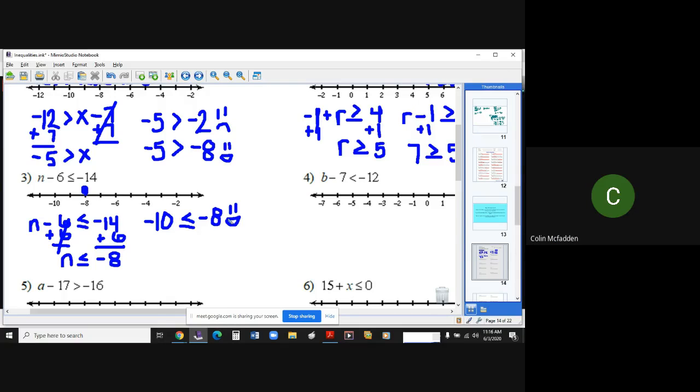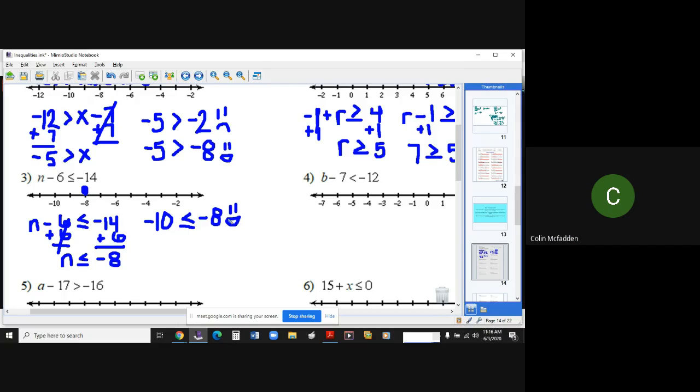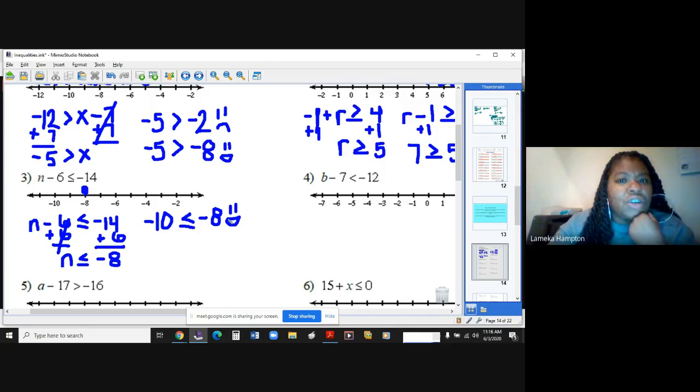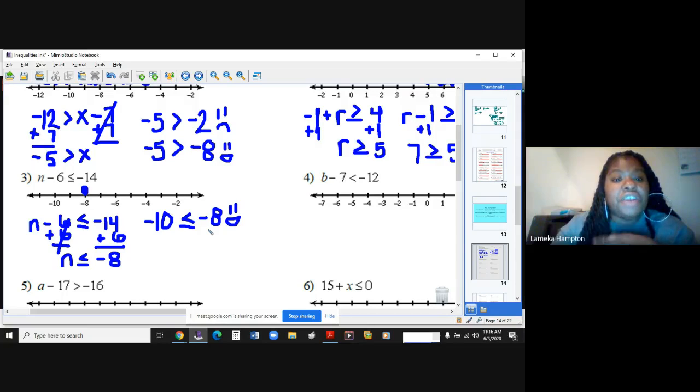Well, again, go ahead, Mr. McFadden. I said, what was the question? The question was, is -10 less than or equal to -8? Robert said yes. He is correct, but I want to know why. -10 is less than or equal to -8, but I want to know why.